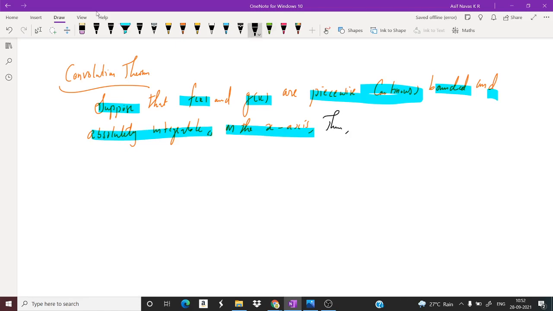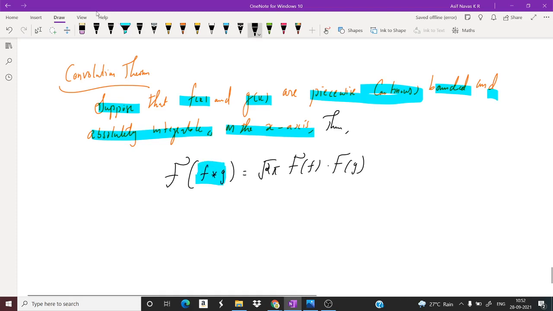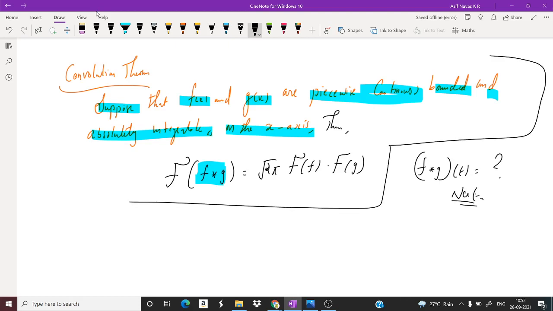Then the Fourier transform of the convolution f star g is equal to root 2 pi times Fourier transform of f into Fourier transform of g. And we will study convolution in the next chapter. What is f star g? Okay, we will study what is f star g of t in the next module, Laplace transform. So you have to study this statement. Okay.